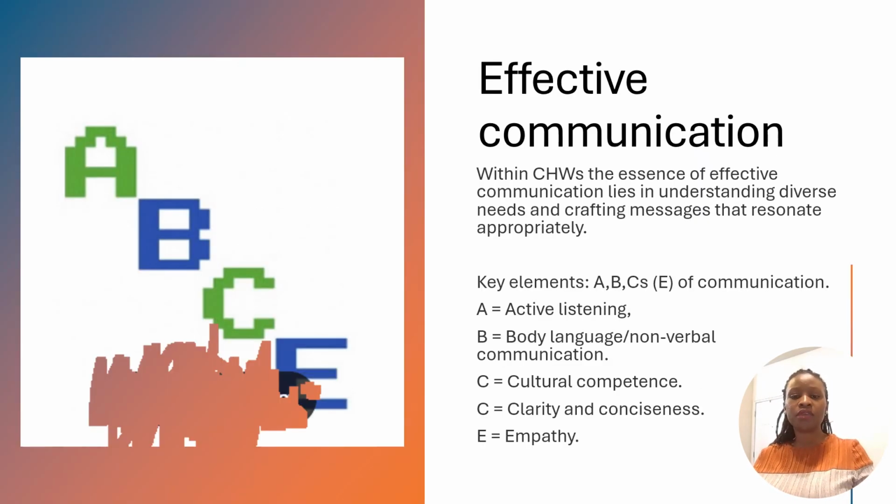So there are many aspects when we started, many definitions, but I came up with a simple acronym to help us remember the important things in communication and the key elements of communication. And these are the ABCEs of communication. So the very first one is active listening, body language, that nonverbal communication, cultural competence, making sure you have clarity and conciseness as well as empathy. So we're going to dive into what that means, but then again, what it also looks like in communication.